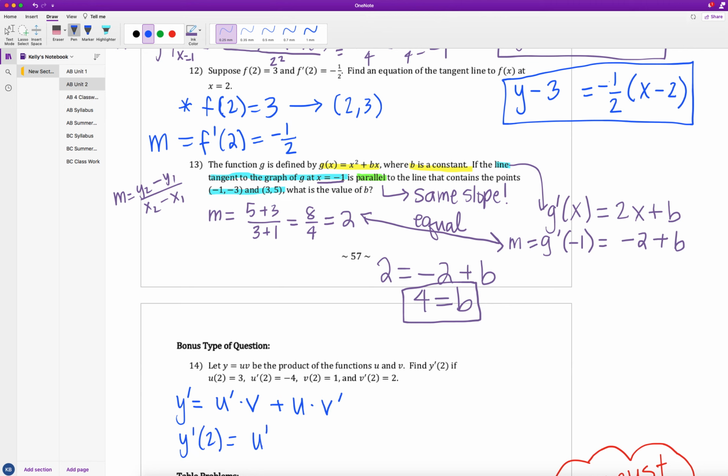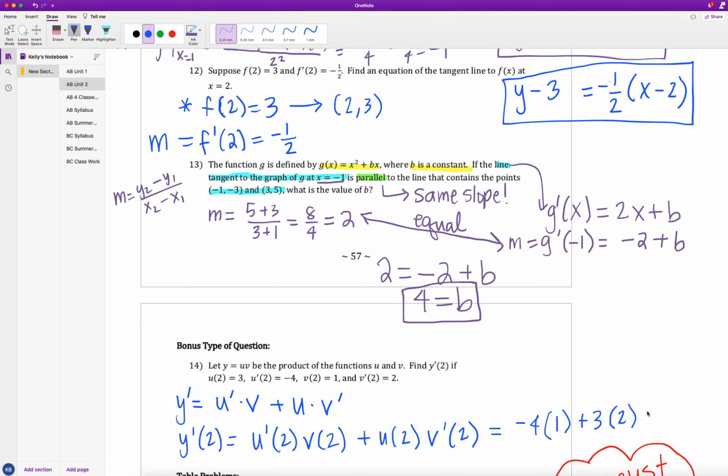I'll get u prime of 2 times v of 2, plus u of 2, not minus, times v prime of 2. Now from here, I actually have all these pieces of information. I just got to sub them in where they belong. So u prime of 2 is equal to -4, v of 2 is equal to 1, u of 2 is 3, and v prime of 2 is 2.